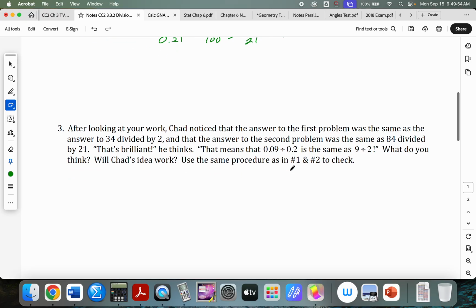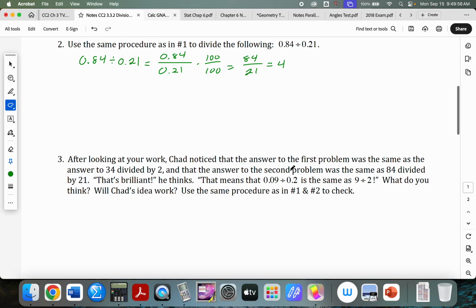All right, so after looking at your work, Chad noticed that the answer to the first problem was the same as the answer to 34 divided by 2. The answer to the second problem was the same as 84 divided by 21. And he said, that's brilliant. Well, he thought that. That means that 0.09 divided by 0.2 is the same as 9 divided by 2. What do you think? Will Chad's idea work?